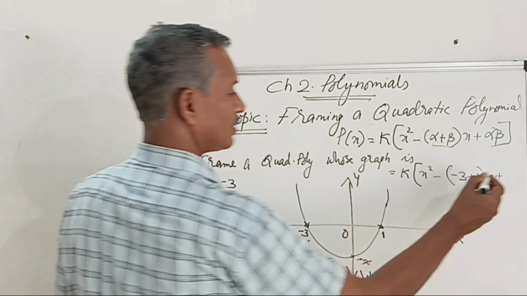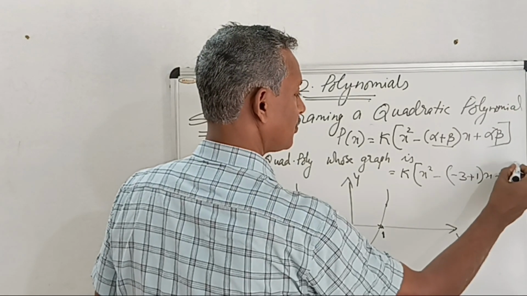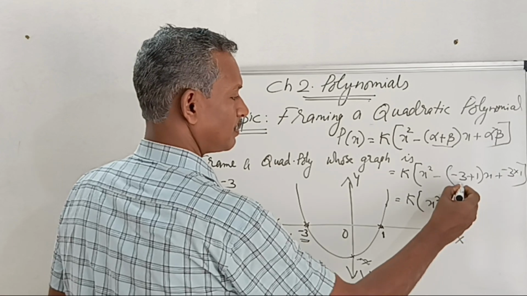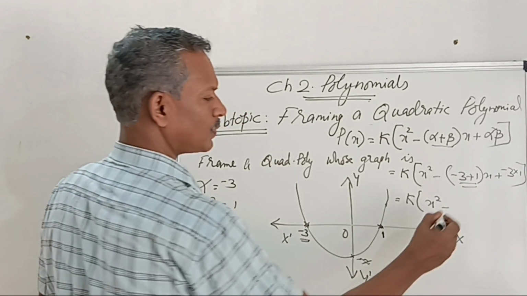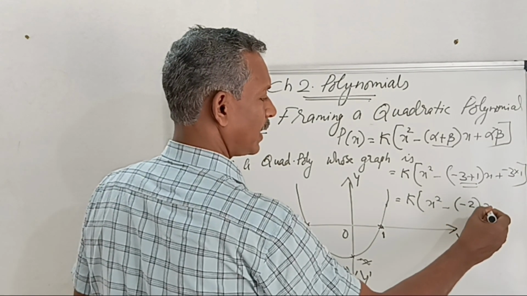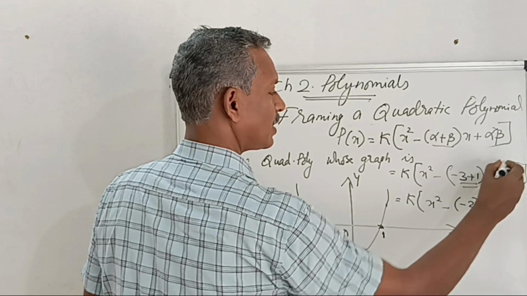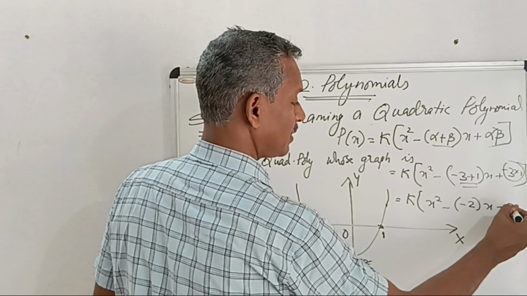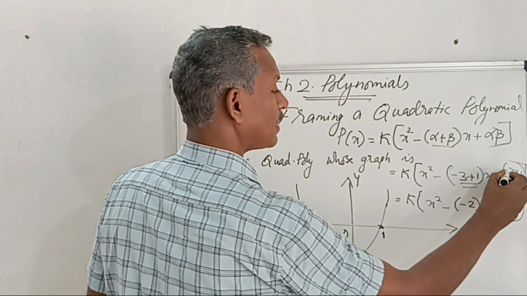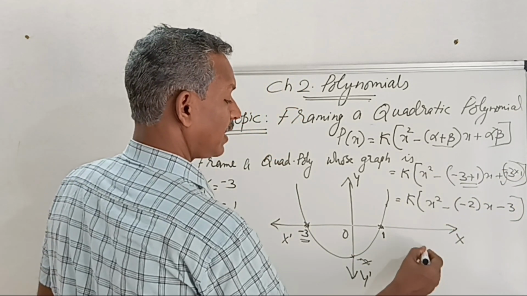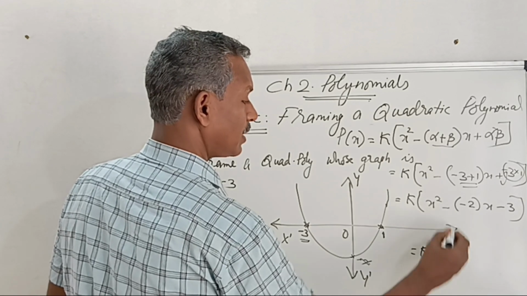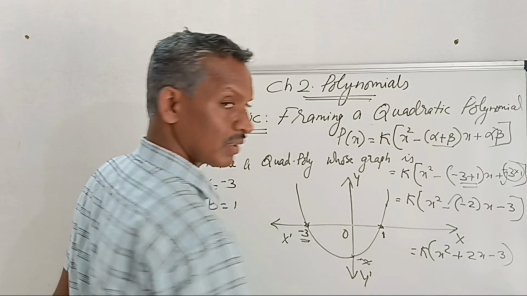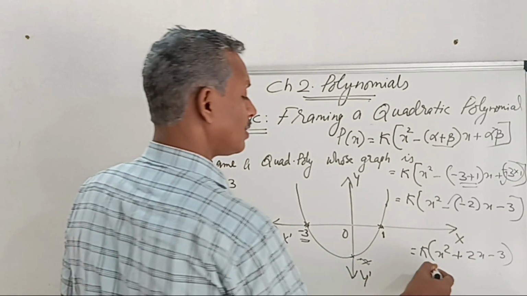We have to multiply this, -3 into 1. K into x square minus, what is -3 plus 1? -3 plus 1 is -2 into x, and -3 multiplied by 1 is -3. This plus and this minus will make minus. And k into x square minus minus, it is plus 2x minus 3. Okay, this is one polynomial.